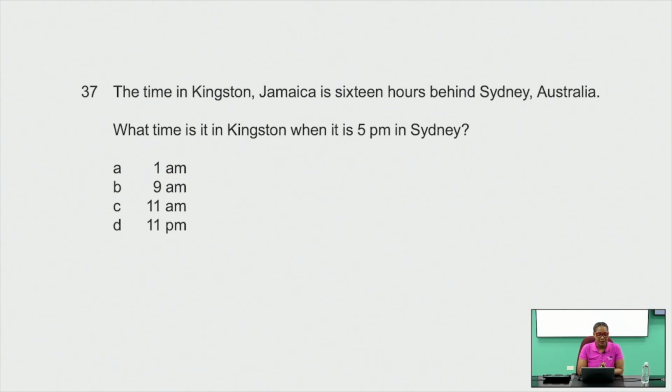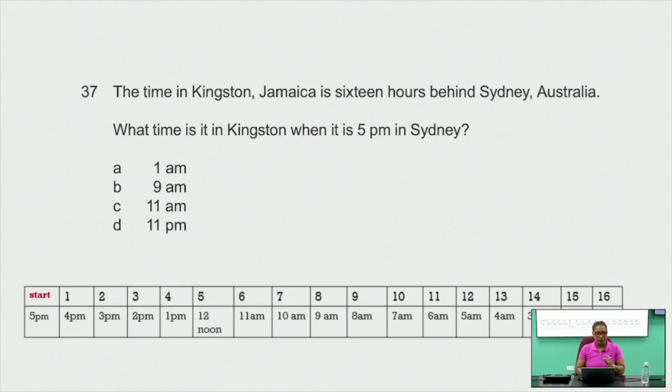The time in Kingston, Jamaica is 16 hours behind Sydney, Australia. What time is it in Kingston when it is 5 p.m. in Sydney? All right, so guess what I did? I did a little diagram for you. And you're free to draw in the exam. You're free to put it on your paper. If this is the way your brain works, don't worry about it. Just put it in there.